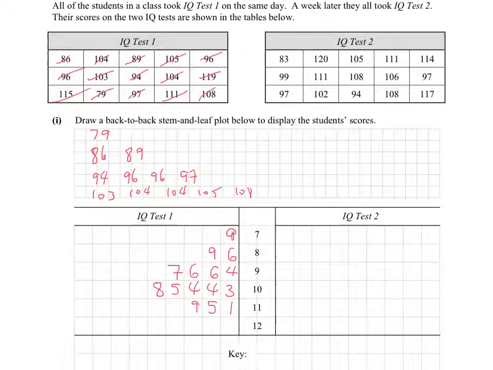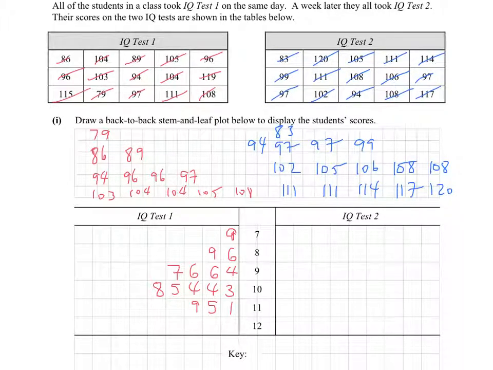And you'll notice for my left-hand side stem-leaf diagram, I'm working right to left, working out from the centre. So I now move on to the second set of data. And once I've sorted through the data, I can now enter that onto the stem-leaf diagram. So 83, 94, 97, 97, 99, 102, 105, 106, 108, 108, 111, 114, 117, and then 120.